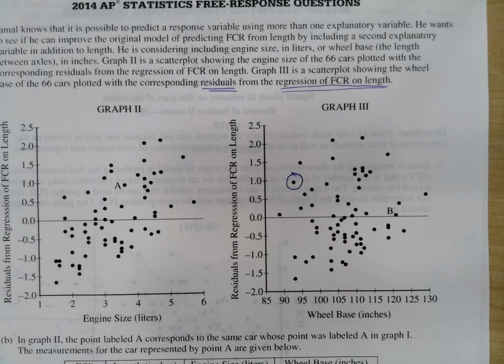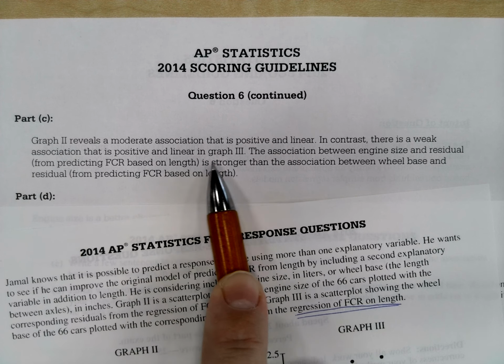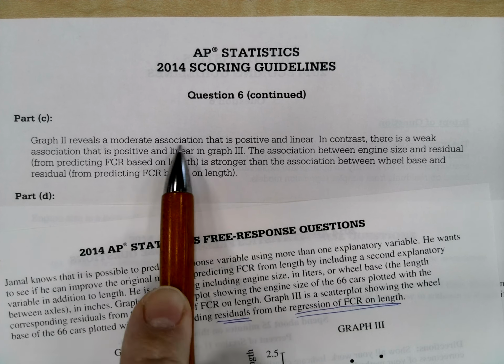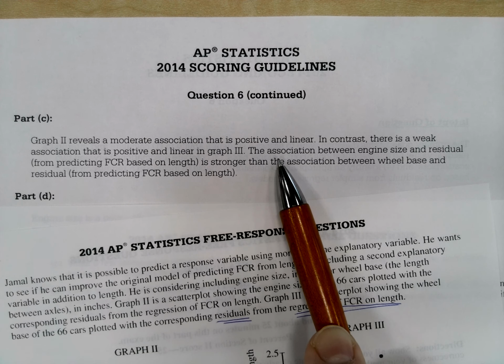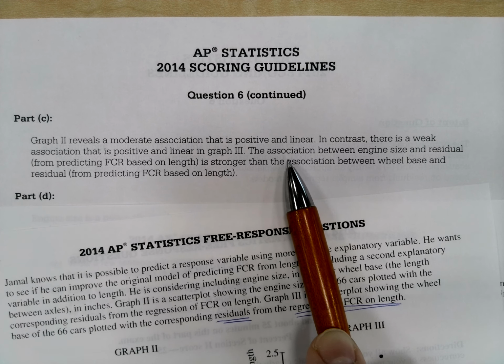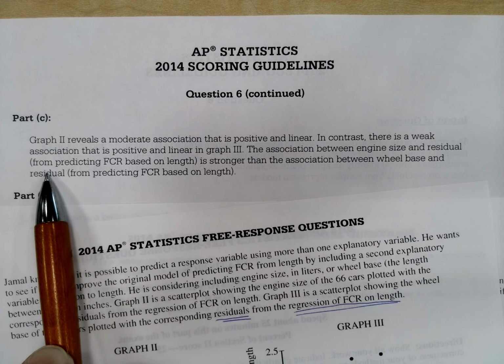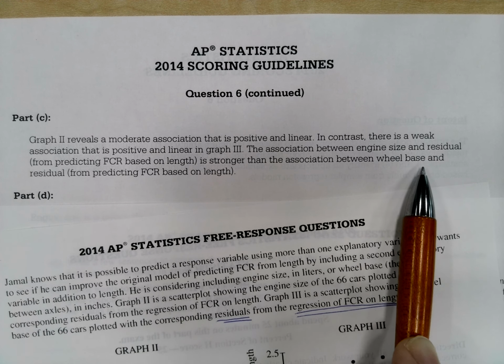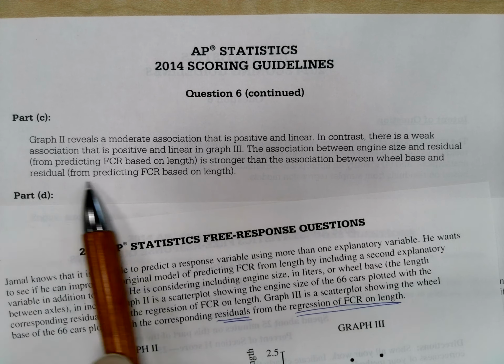Okay, it says graph 2 reveals a moderate association that is positive and linear. In contrast, there's a weak association that is positive and linear in graph 3. I don't even know if I'd say it's positive. I would say it's just not very good correlation. They would take that too. The association between engine size and residual is stronger than the association between the wheelbase and residual, right? So it's stronger, which means it's a better fit.